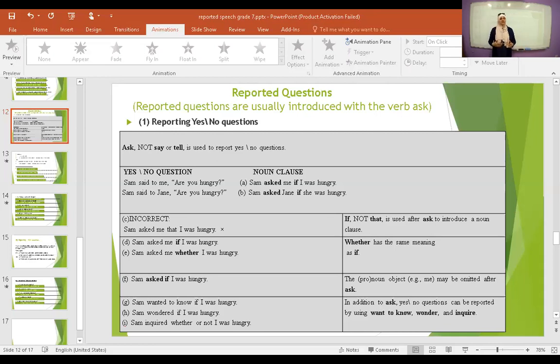Yes/no questions are questions that start with helping verbs. They start with helping verbs, and the answer is either yes or no. Let's take this example. I have this question. Can you see this slide?